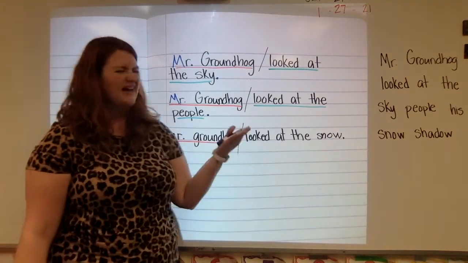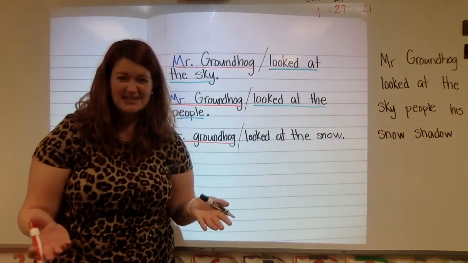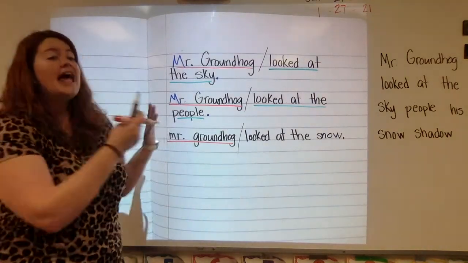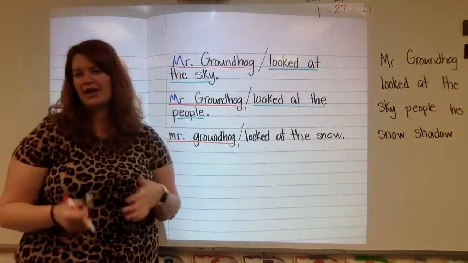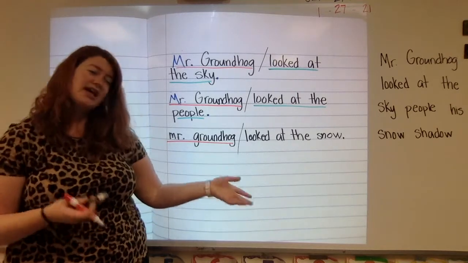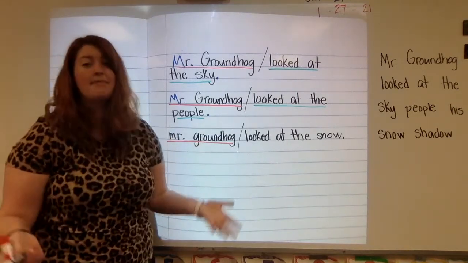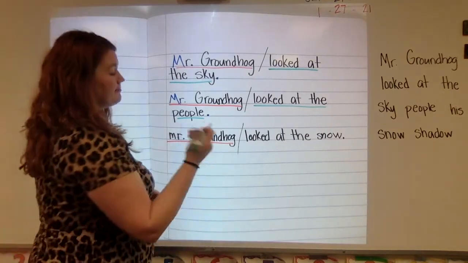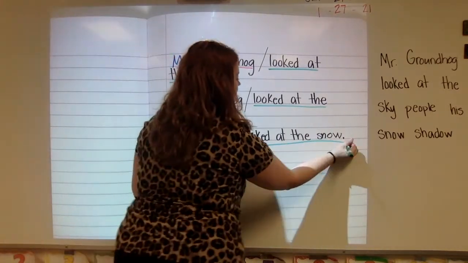And then this leftover part of the sentence, what is that? Yeah, it's the predicate because that's the part of the sentence that's telling me about Mr. Groundhog. It's kind of telling me what he's doing or just telling me about him, but it's telling me that he looked at the snow. So that is going to be my predicate.